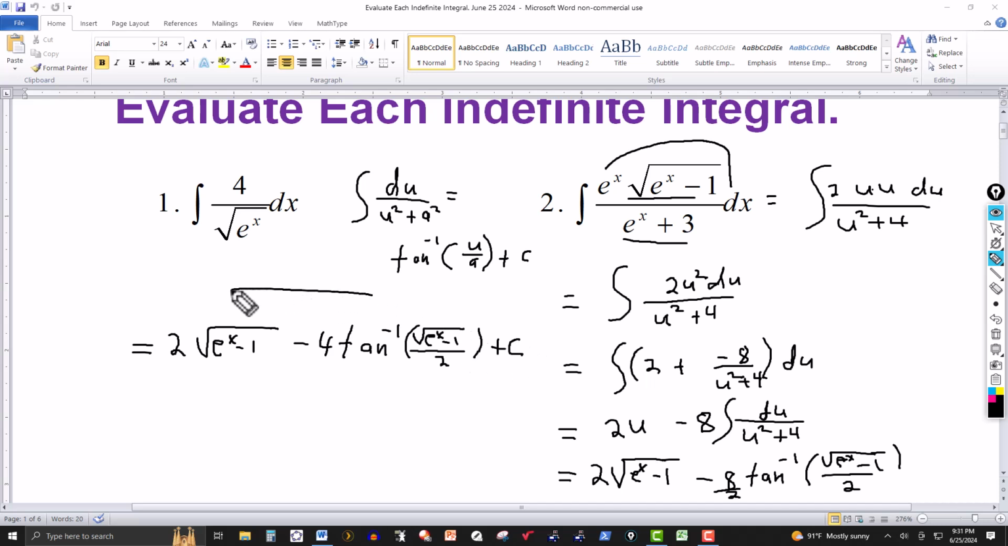So the final answer right here. Again, 2 square root of e to the x minus 1 minus 4 tangent inverse of the square root of e to the x minus 1 over 2, plus the constant of integration.